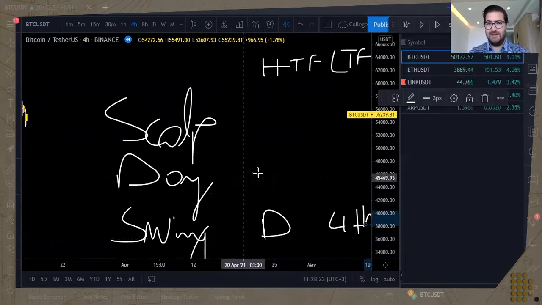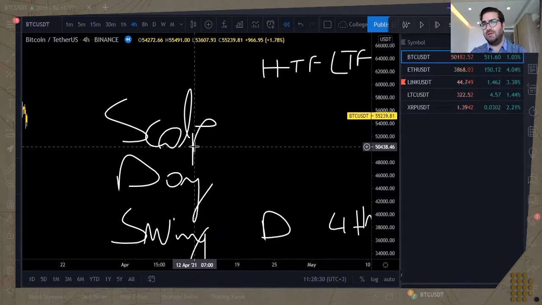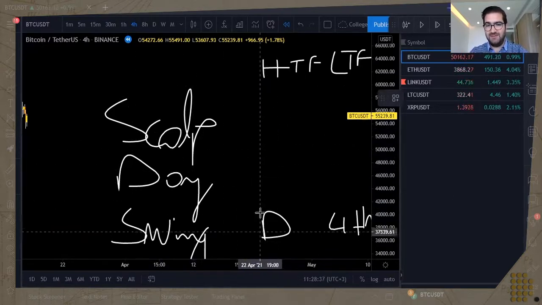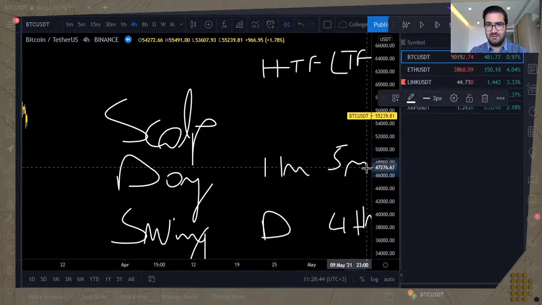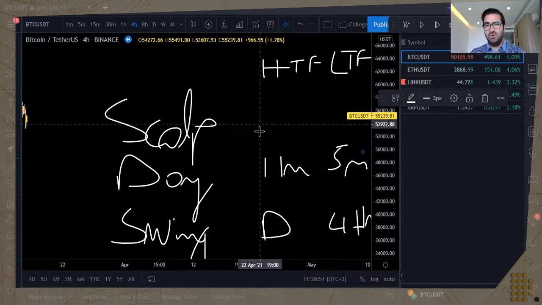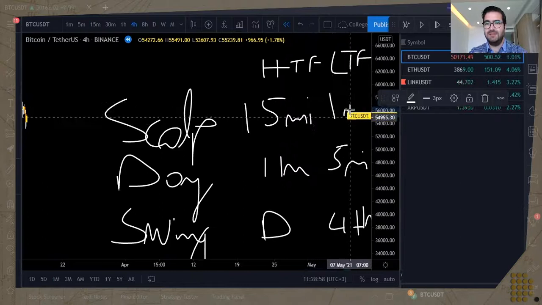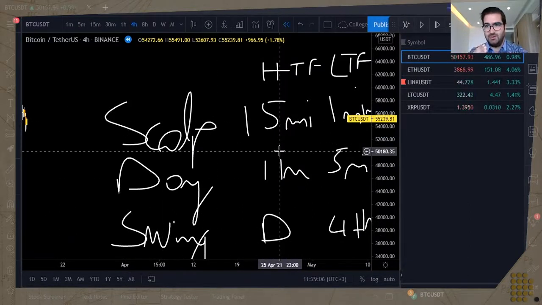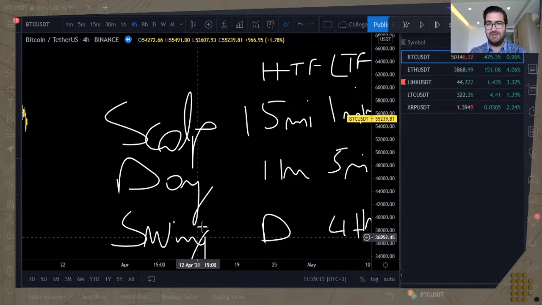When it comes to day traders, their trading ideas don't last more than the end of the day. So at the end of the day, they should close all their trading ideas or positions. And for the higher time frame, they use the 1-hour time frame, and the 5-minute for the lower one. When it comes to scalpers, they use 15 minutes as the higher time frame and 1 minute for execution and opening the trade. So this is how you should pick your time frames depending on whether you are a scalper, day trader, or swing trader.